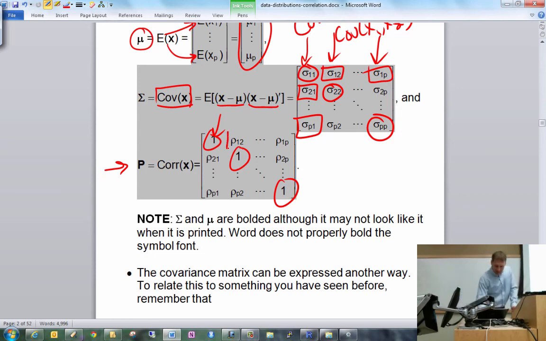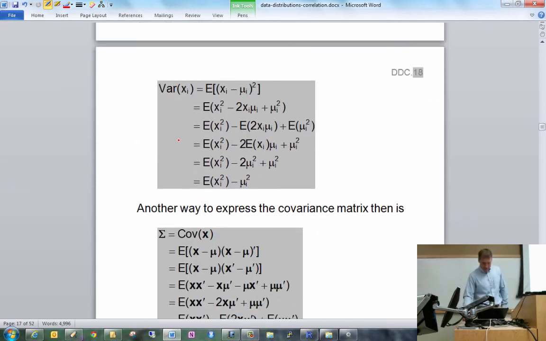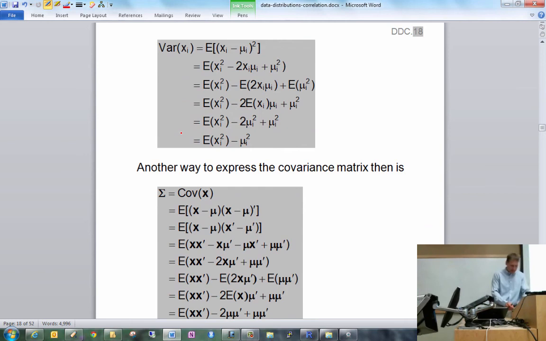Also, row 1, column 2 and row 2, column 1. Are those equal or not equal? They're equal. Okay, so this matrix, as we saw with the covariance matrix, is symmetric. And we saw how these correlations came about. So that means if I know the covariance matrix, can I get the correlation matrix? Yes. Because everything that you need in that correlation matrix is contained in the covariance matrix.